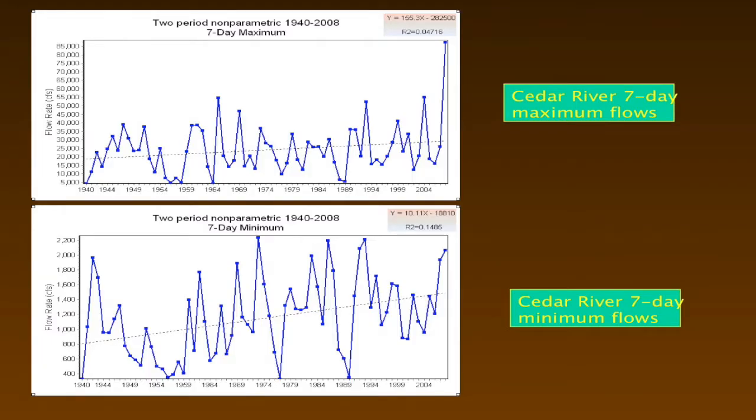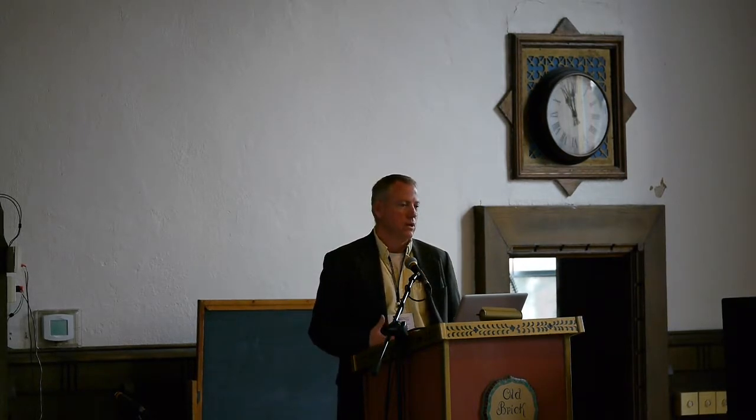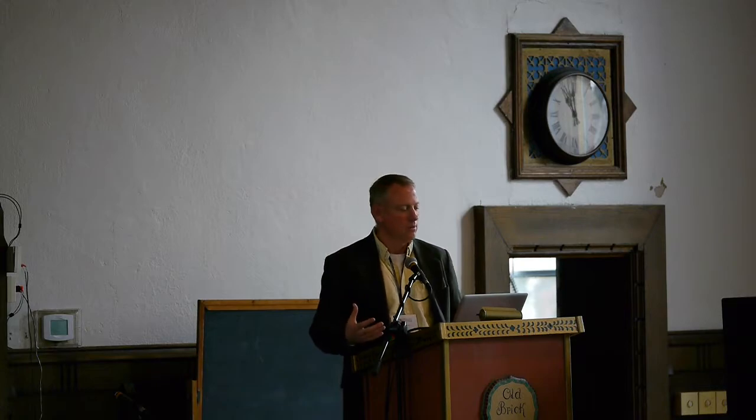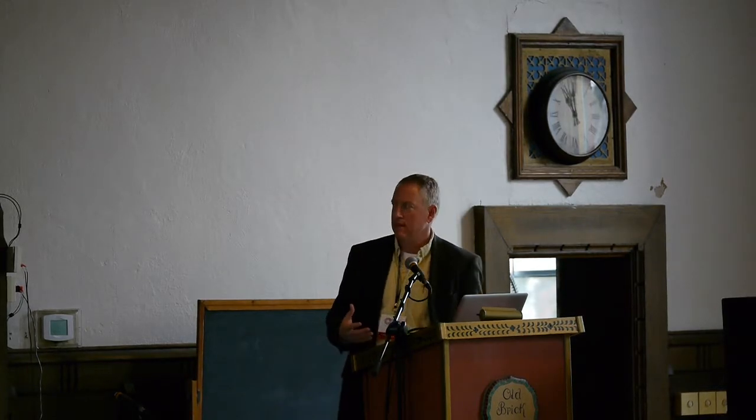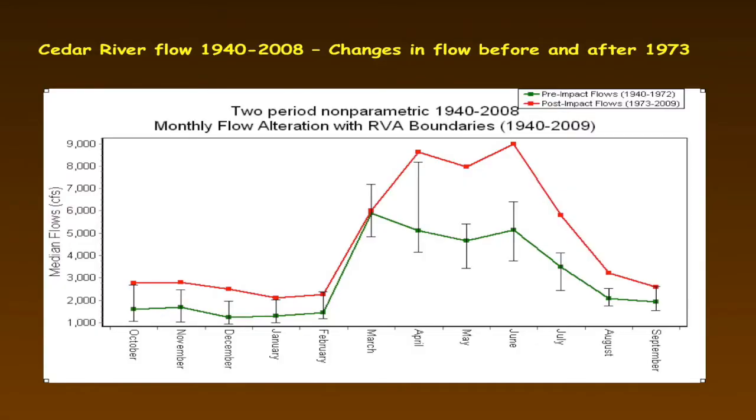Here's the Cedar River. Maximum and minimum flows, both of those have gone up since 1940. The base flow increase has been greater than the storm flow maximum peaks. Much of the changes that we've seen in stream flow occurred primarily over several months. The dominant months, April to July. This just compares stream flows in the Cedar River before and after 1973. We see the big change in the stream flow characteristics occurring in the April to July period in the river.